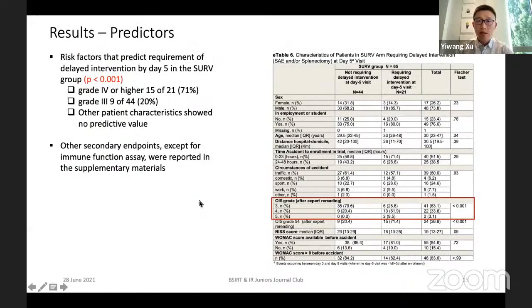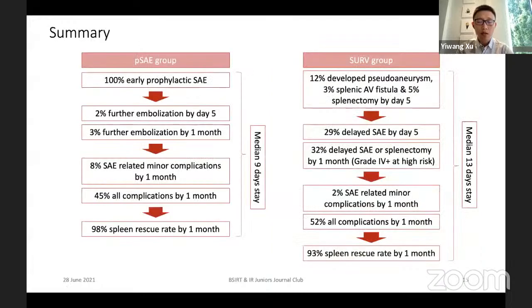Predictors for the surveillance and embolization groups: the one that really comes up is grade 4 injury or above. As you can see, 70% actually require some form of re-intervention, whereas only 1 in 5 in grade 3 or lower. And actually, no other characteristics have any predictive value. One thing I noticed is that in the secondary outcomes, the authors wished to talk about immune function assays for the patients who underwent embolization, but they have not reported that in this particular paper, but all other secondary outcomes are adequately reported. So, a quick summary.